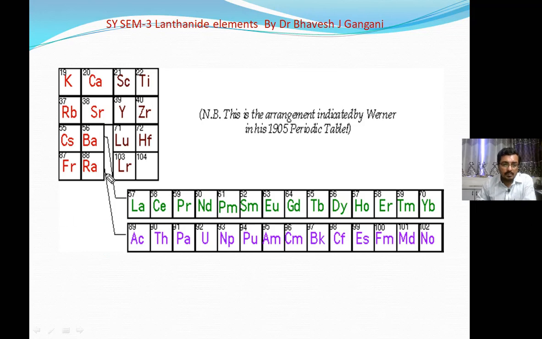The position of the first, lanthanide elements, is between barium and hafnium. Second, in a transition element series, the actinide series is placed between these two elements, 88 radium and 103 lawrencium. So all these elements are placed in the same group. The most important thing: all these elements are placed in the same group.